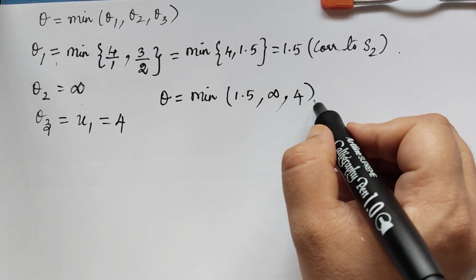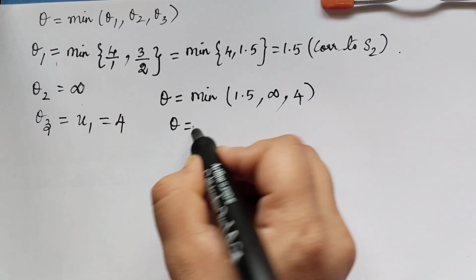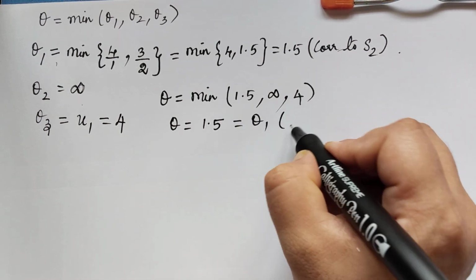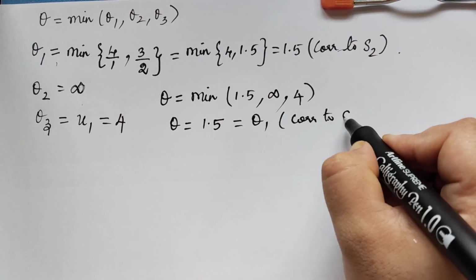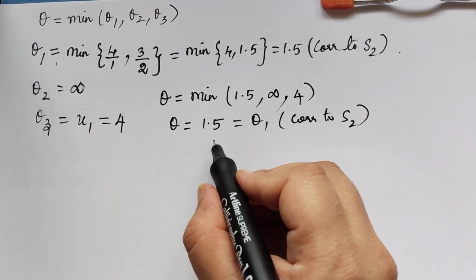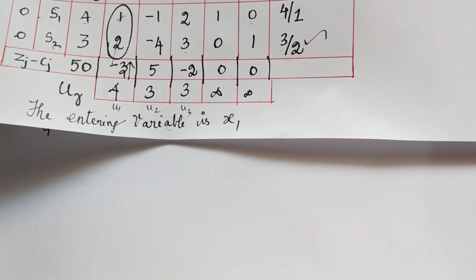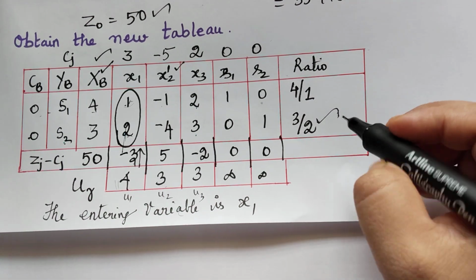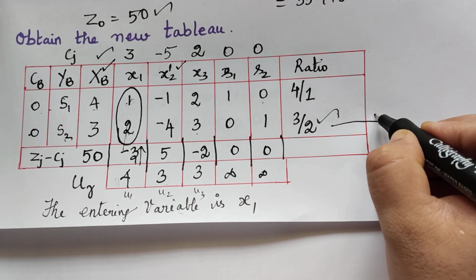Now out of these three values, which is the minimum? Theta is equal to 1.5 is the minimum, which is corresponding to theta 1, and this is corresponding to s2. That is the ratio that we have found. If it is the ratio that we have found, then we have to look out for the leaving variable. So what will be the leaving variable? So this will be the leaving variable.